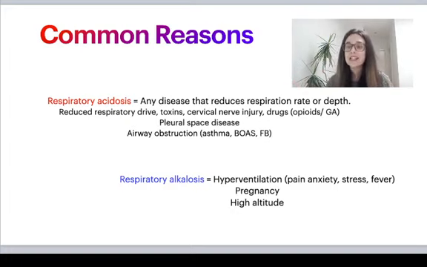CO2 is an acid. Pleural space disease, any kind of obstruction will build up CO2. Think of asthma, BOAS, foreign bodies, like pharyngeal foreign bodies. And respiratory alkalosis, so things like hyperventilation, the opposite, and that can come through pain, stress, anxiety, fever, pregnancy, high altitude. There are a number of reasons why we can get these different diseases.